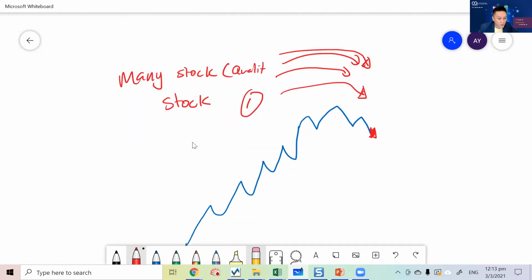What do you mean by quality? Quality means, for example, Apple. Is Apple a quality company? Yes, Apple is a quality company, a good company. So if there are many such stocks turning down, then this is the market. So how do we see whether the market is turning down? This is the idea.